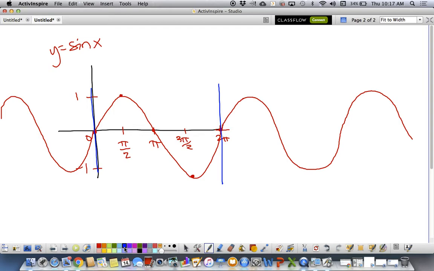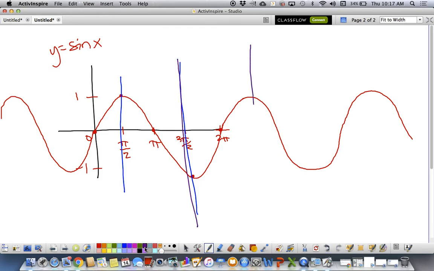Okay, let's try something else. Anybody got any other ideas? What about pi over 2 to 3 pi over 2? Would it pass the horizontal line test? I think it would. Indeed it would. Okay. Could you have done 3 pi over 2 to whatever that is? Indeed you could have. We could have done the purple section. Could we have done backwards?